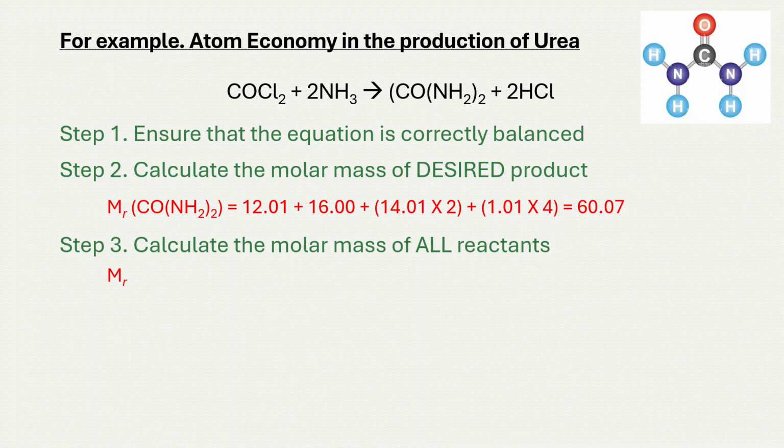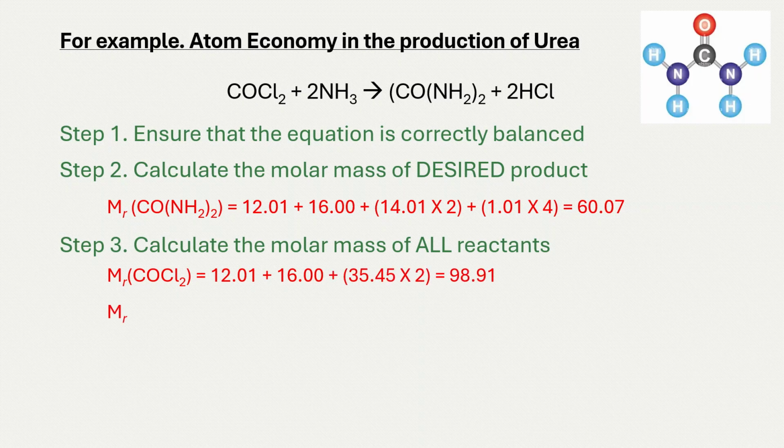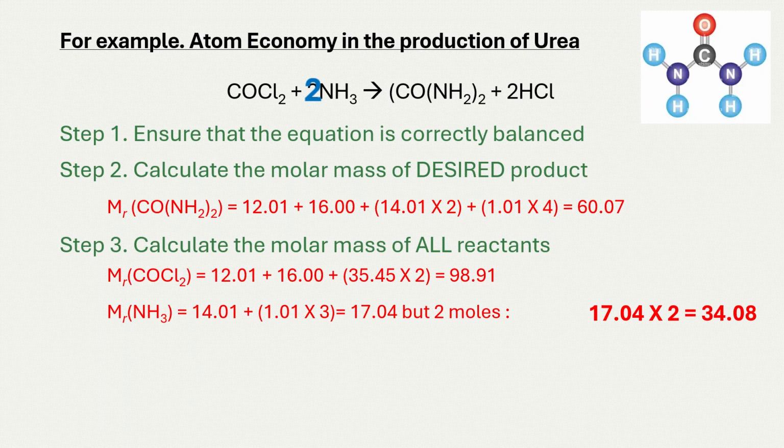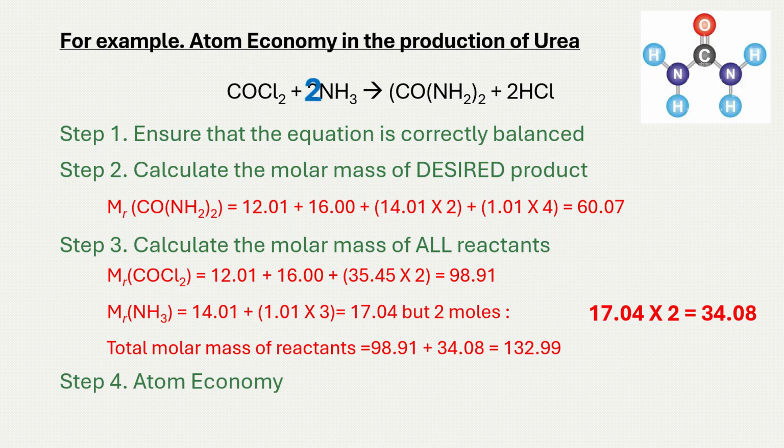Calculate the molar mass of all reactants here. So for the COCl2, very easy. But for the second one, this is where the booby trap is. Calculate the molar mass of ammonia, just like the way that you normally do, which is 17.04. But this needs to be multiplied by the coefficient. So we got 2 in front of the ammonia. So make sure you multiply the molar mass by 2 for the ammonia, and adding the molar mass of both reactants will give you the total value of the denominator, which is 132.99.